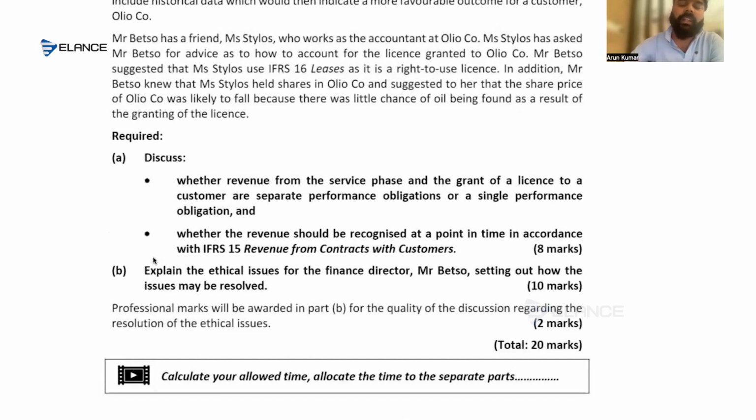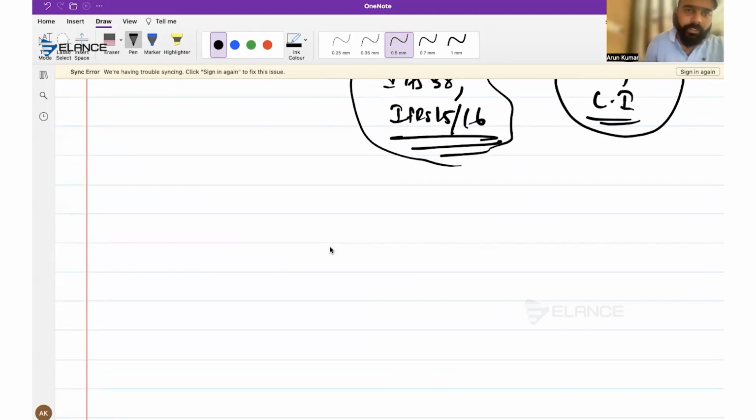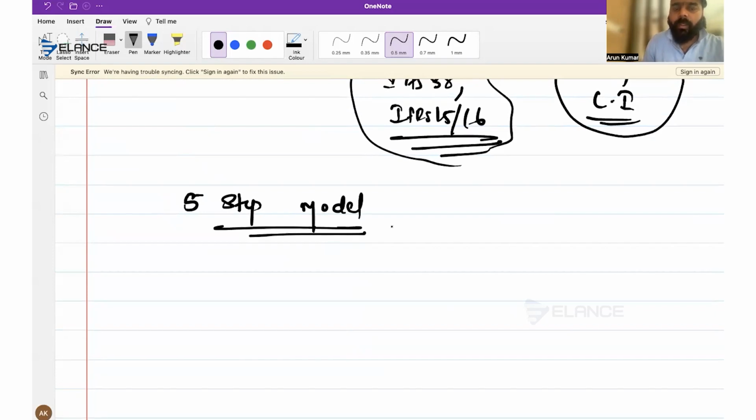So what does it deal with? It mainly deals with revenue. Okay. So we can quickly revise revenue, because revenue is anyway an important standard for us. The main part of revenue is the 5-step model, right? So how will you explain it? The 5-step model: what is the first step of revenue recognition?